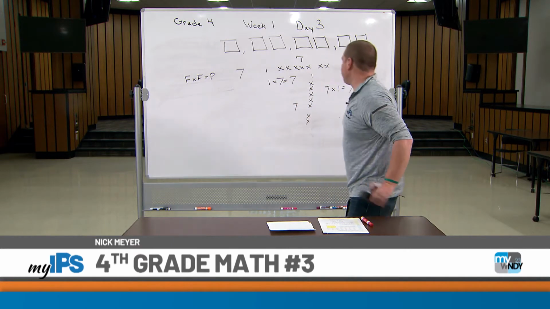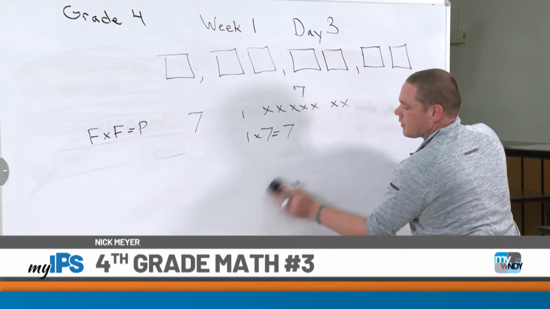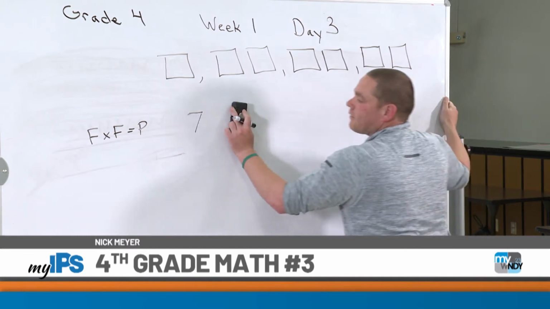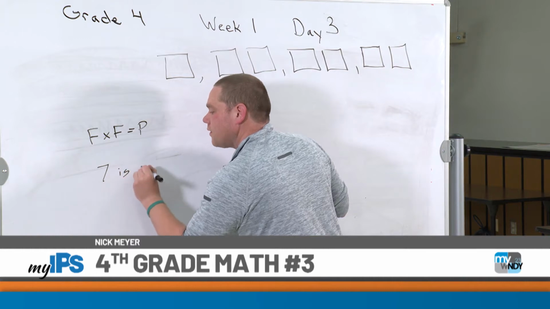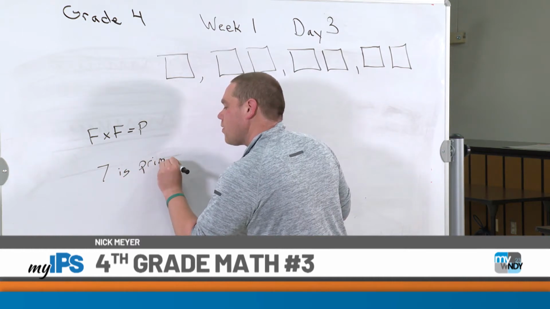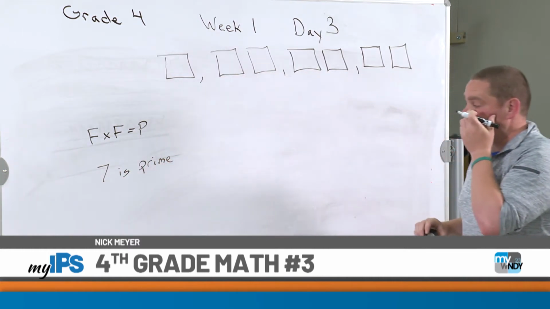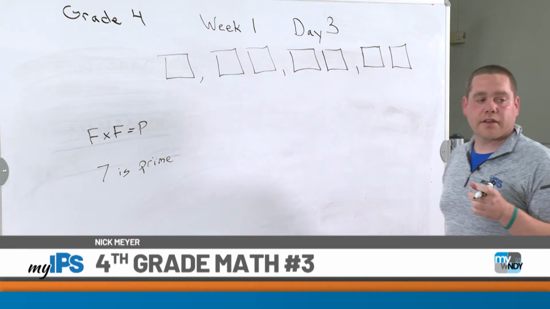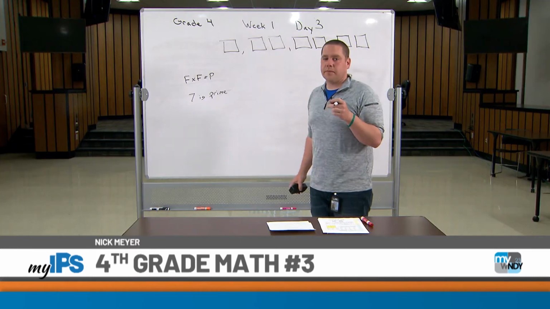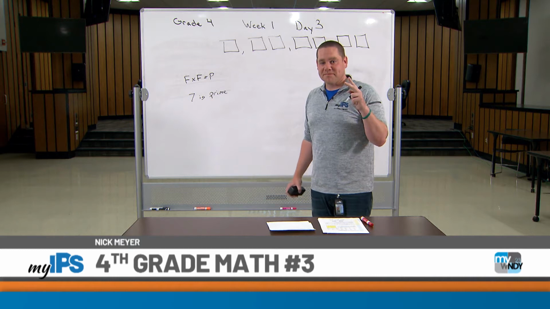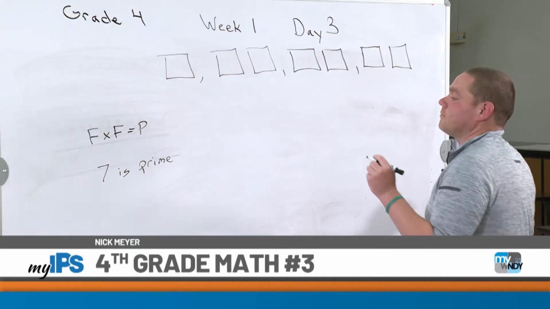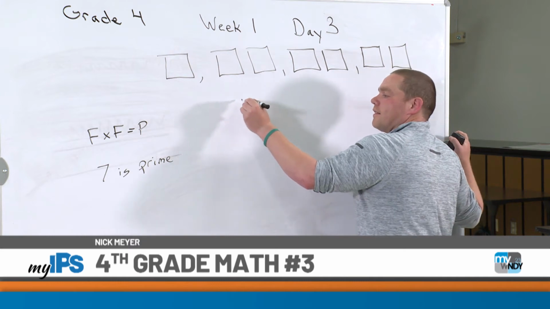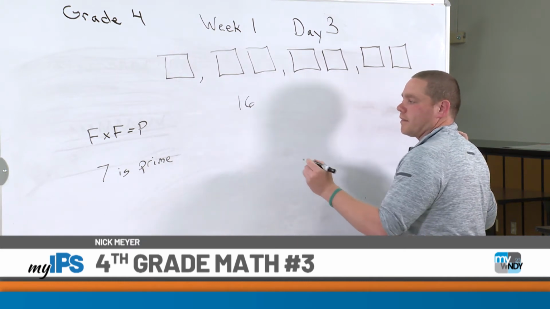Let's try another number. So we know that 7 is prime. Let's try another number. Can you give me a number? That's too big. I want it to be a 2-digit number. All right. So let's try 16. I'm fine with that. So 16, what are some ways we can make 16?